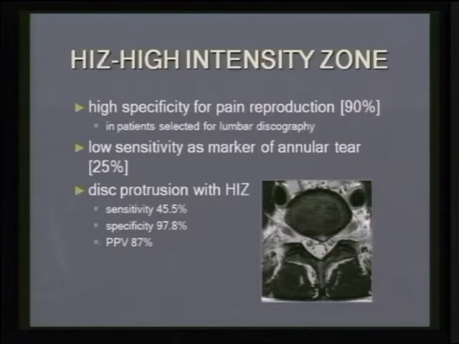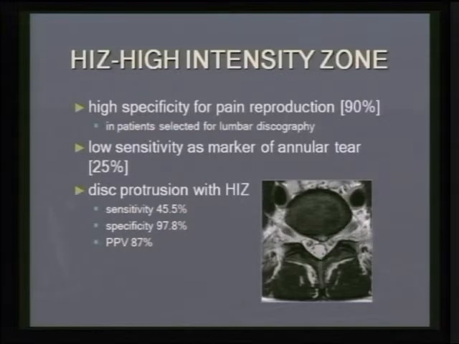As far as this relationship to pain is concerned, the initial studies were all performed on patients who had been referred for lumbar discography. So this was a very select patient group, which led to a marked bias in the results. It's shown to have a very high specificity for pain reproduction at discography, around 90% or more. But we found that it has a very low sensitivity as a marker of an annular tear. So only about 25% of patients who have an annular tear at discography would manifest a high intensity zone at MRI.